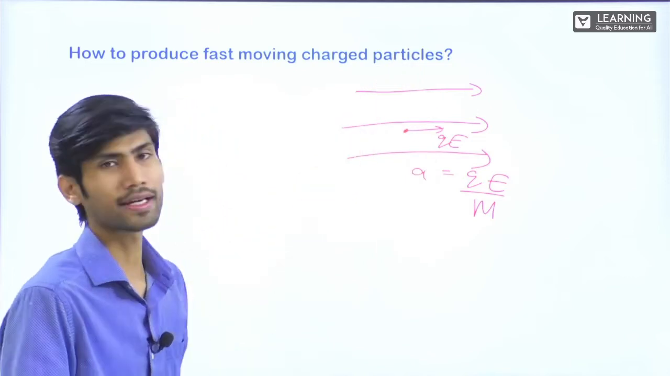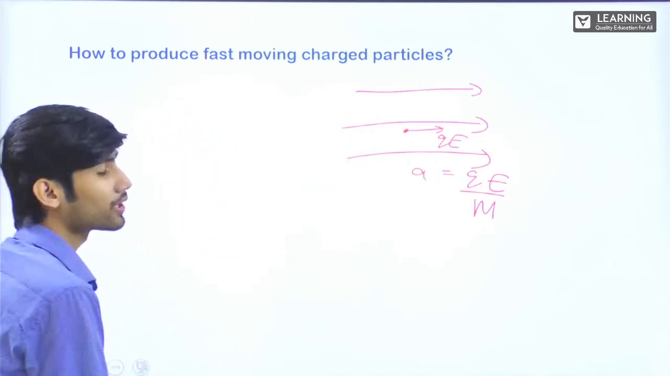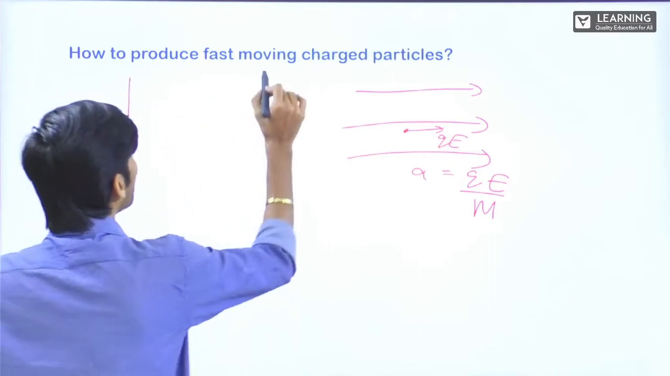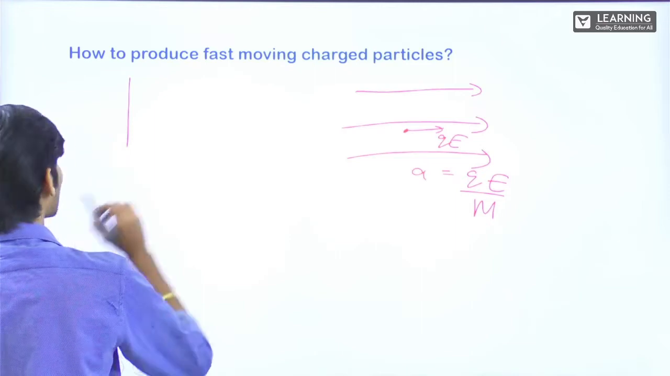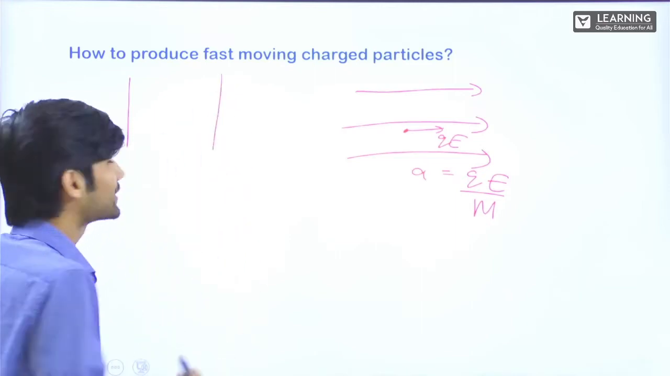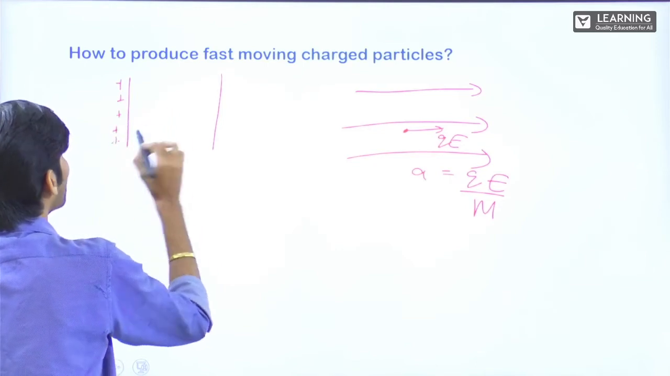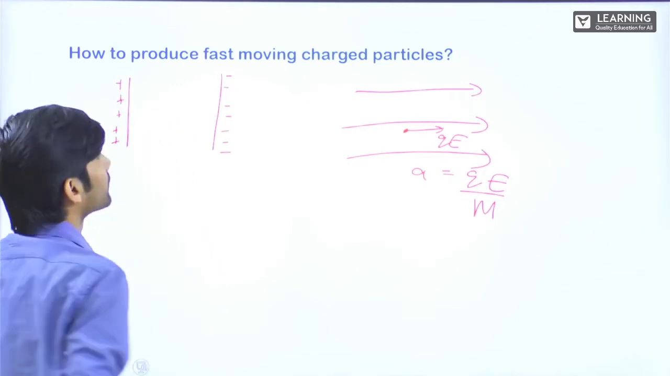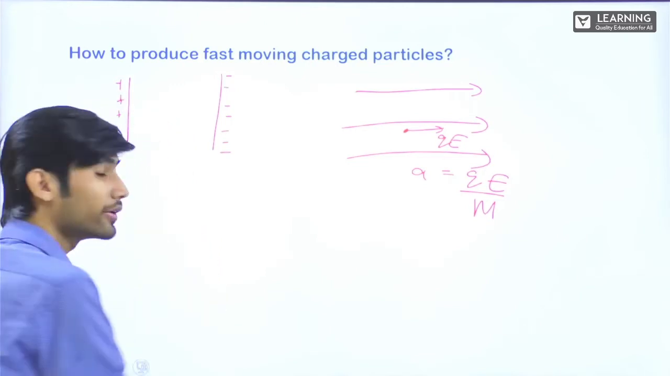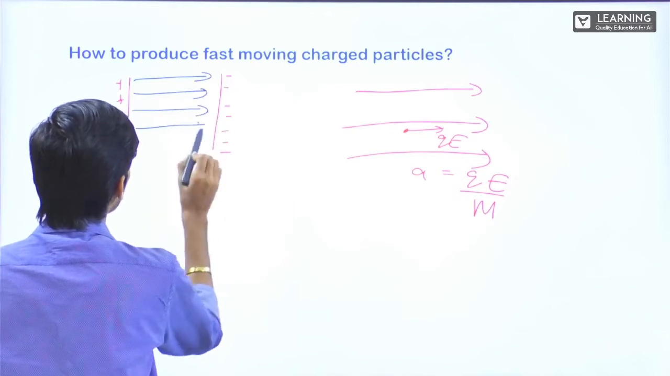Now for getting this electric field, how do we get the electric field? Suppose there are two plates. If I charge these plates, let's say here there is positive charge, here there is negative charge. Clear? So what will be the direction of electric field? In this direction, from positive to negative.